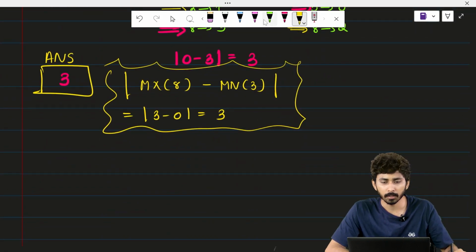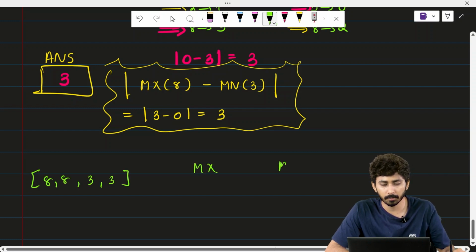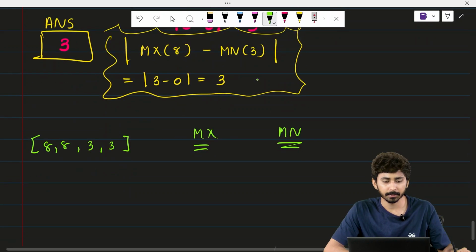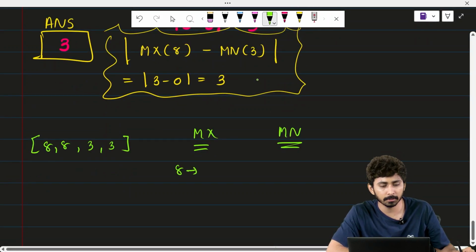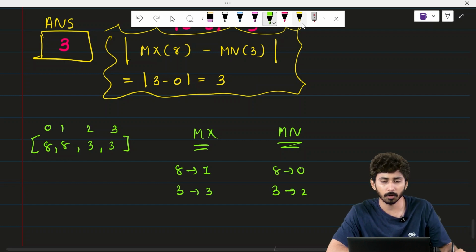Now I'll take a different arrangement of the array. I'll take 8, 8 and 3 over here. So this is maximum and this is minimum. Okay. So now pay attention. For 8, what is the maximum index? For 8, 0, 1, 2 and 3, maximum index is 1. And what is the maximum index of 3? It is 3. What is the minimum index of 8? It is 0. What is the minimum index of 3? It is 2. Now find out all the answers.